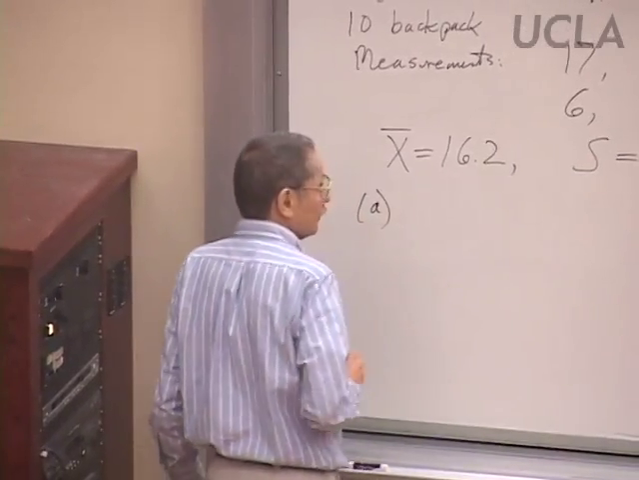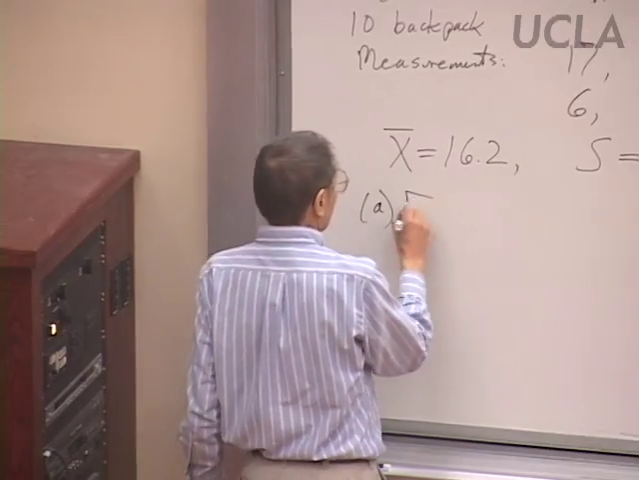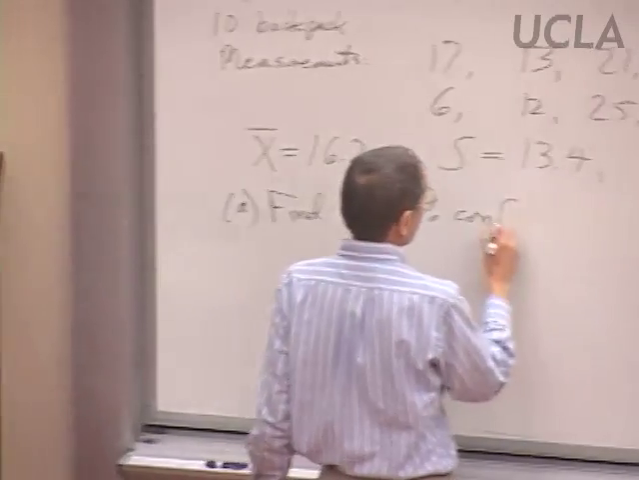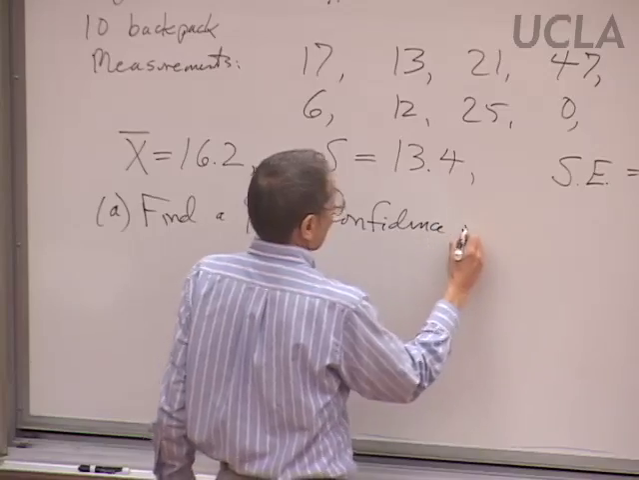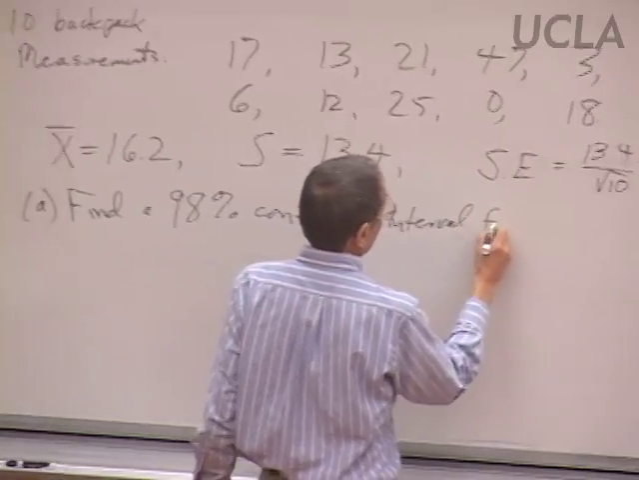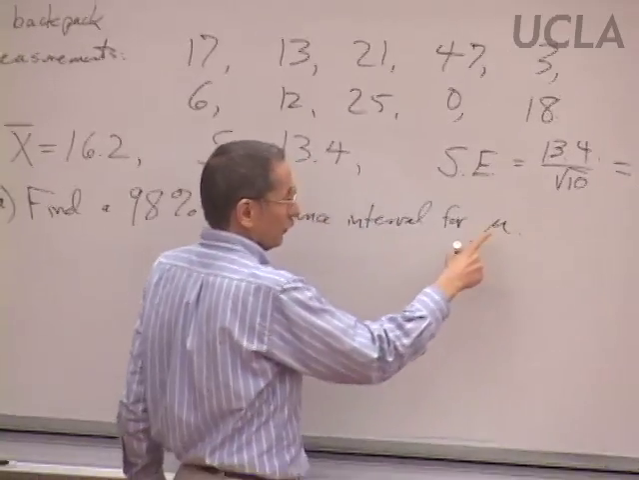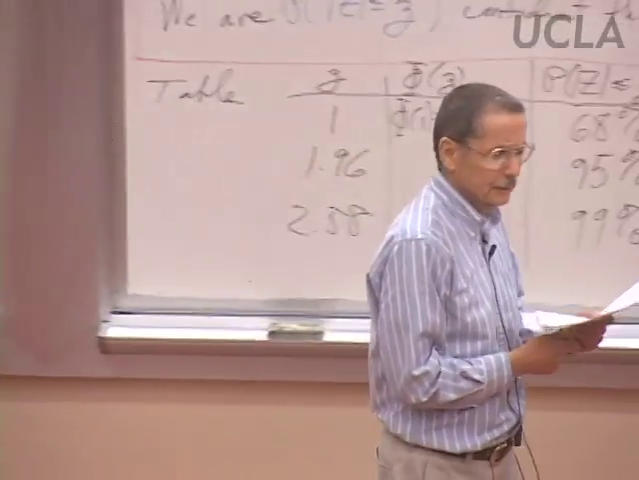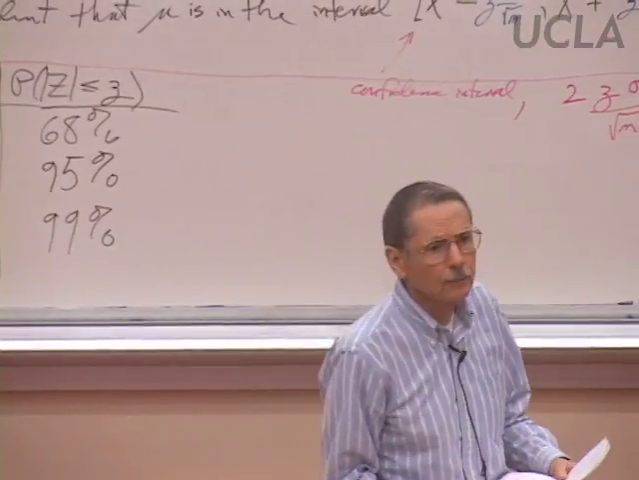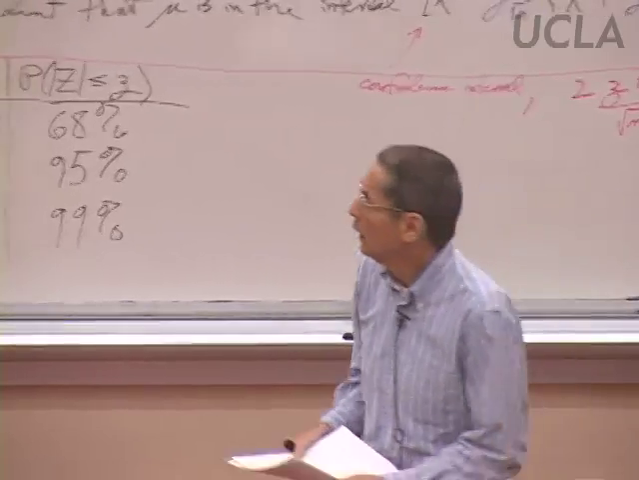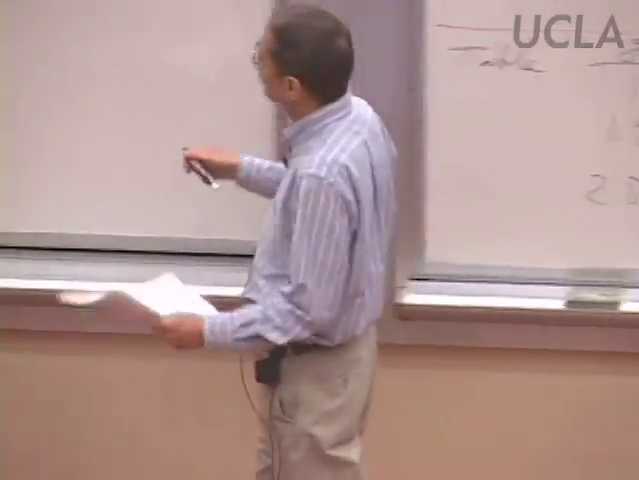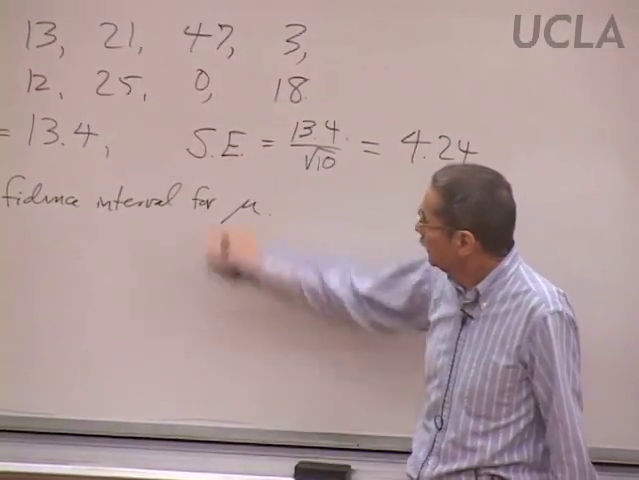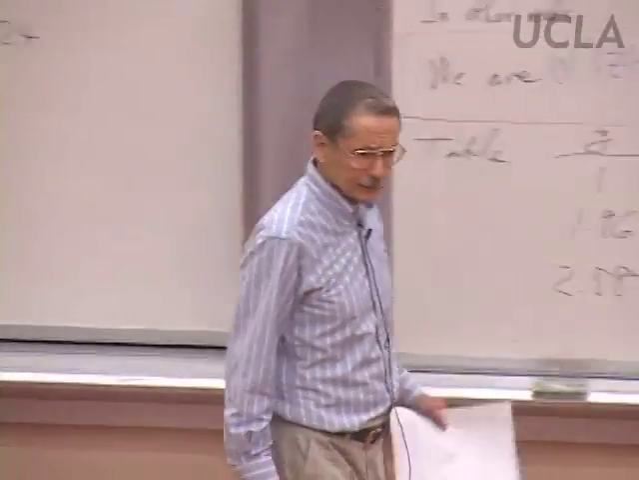Now let's set ourselves the following problem. Find a 98% confidence interval for mu, the true mean number of objects in a student's backpack. A number we don't know, but we figure it's somewhere around 16.2. Our rather small sample here is pretty spread out, 0 to 47. But this sample gave us an average of 16.2.